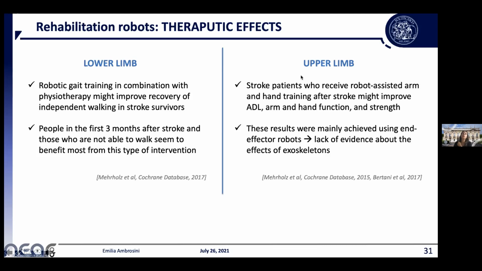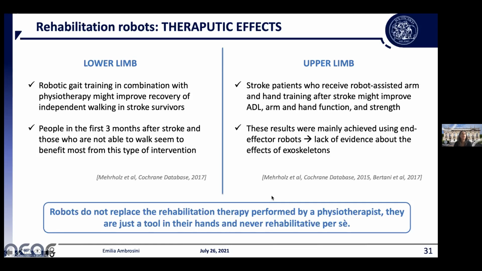While for the upper limb, we have seen that stroke patients who received robot-assisted arm and hand training after stroke might improve their capability to perform activities of daily life, arm function, hand function, and strength. But these results were mainly achieved by using end effector robots, while there is still a lack of evidence about the effects of exoskeletons in terms of randomized controlled trials. What I want to mainly highlight is that robots do not replace the rehabilitation therapy performed by physiotherapists, but they are just a tool in their hands and never rehabilitative per se.